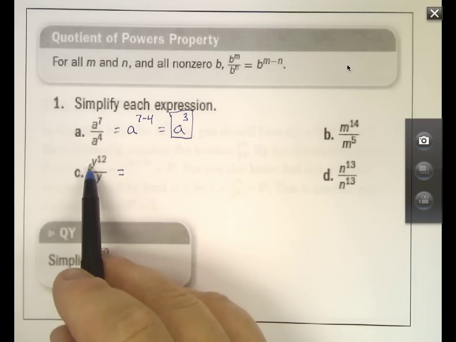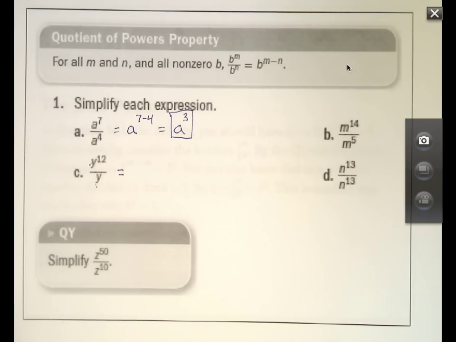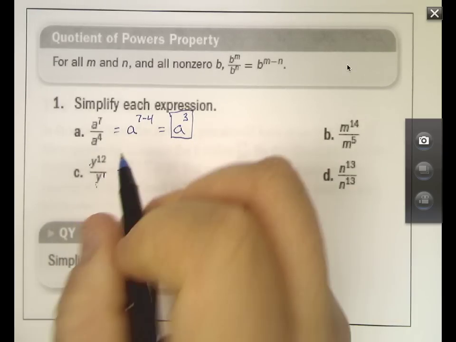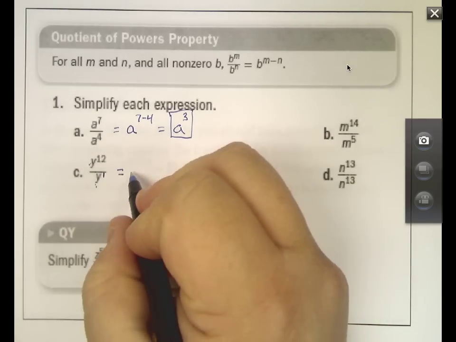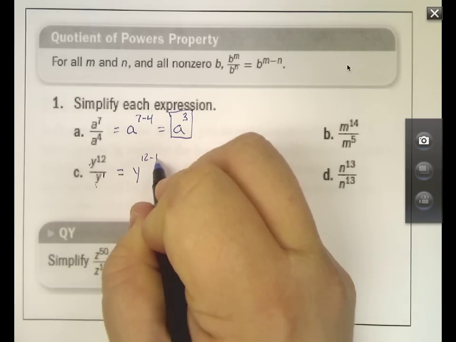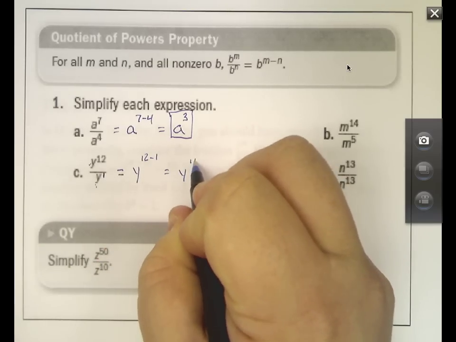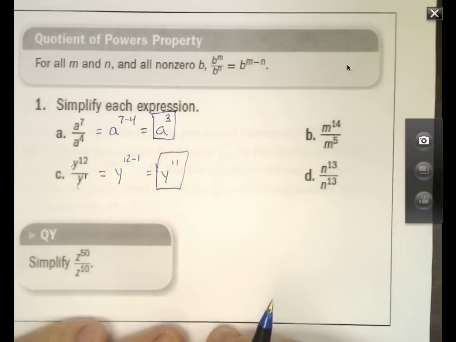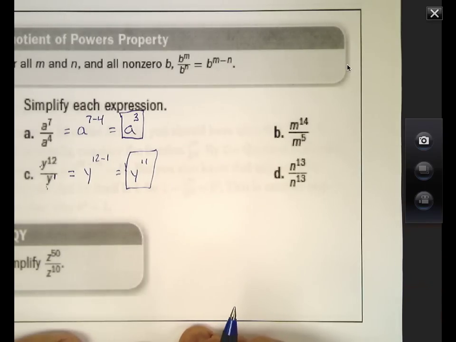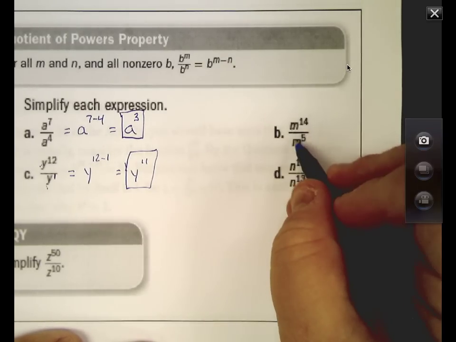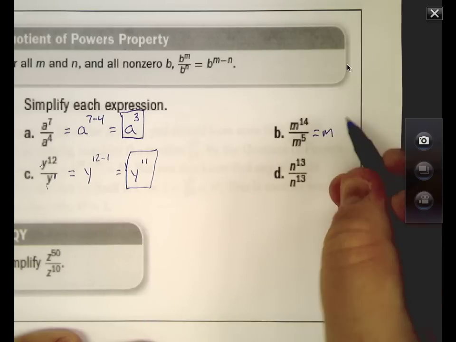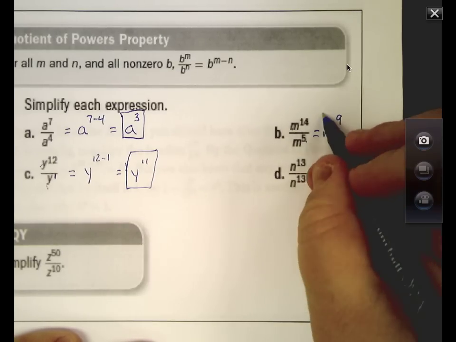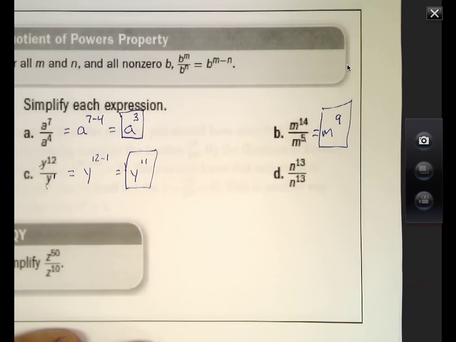Here in this case, are my bases the same? Yes. What's my exponent on the denominator? The denominator has an exponent of 1. So this is y to the 12 minus 1 power, which is y to the 11th. Over here, m to the 14th divided by m to the 5th. Share the same base, m. 14 minus 5 is 9.